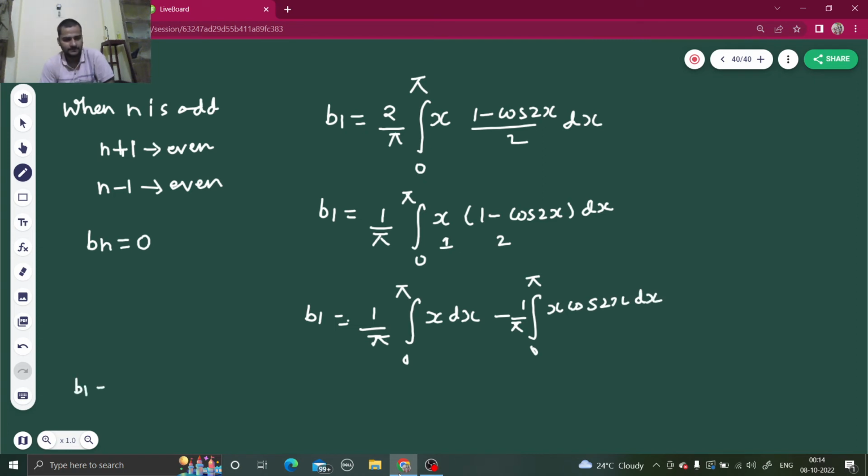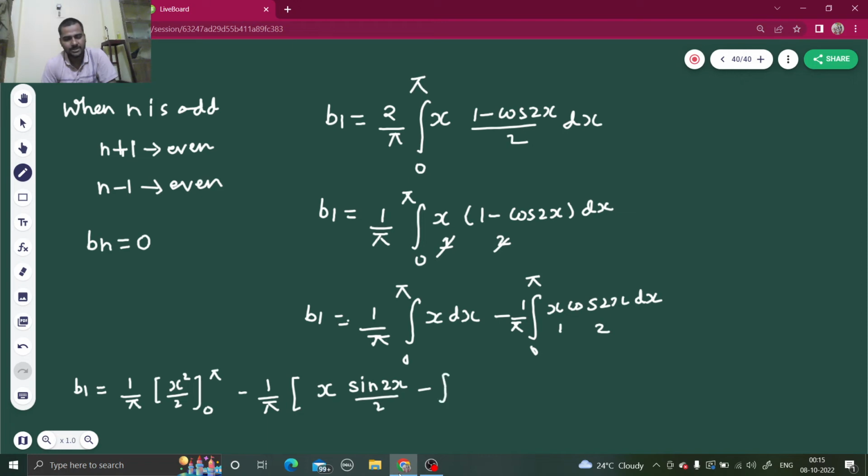So b1 will be 1 by pi, this will be x square by 2 from 0 to pi, and in this take this as the first function, this as the second function, this we didn't take, so minus 1 by pi, first function as it is. Okay, integration of cos 2x is sine 2x divided by 2, minus integration of derivative of x is 1, integration of cos is again sine 2x by 2.